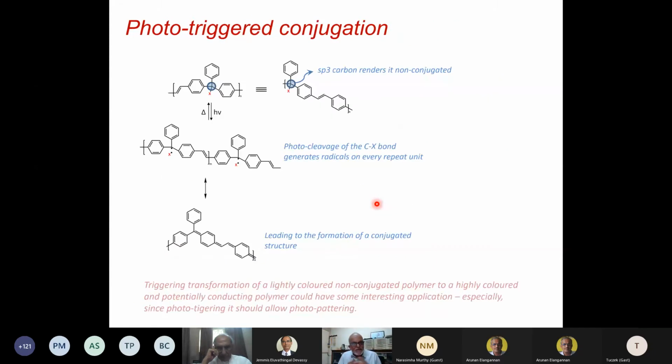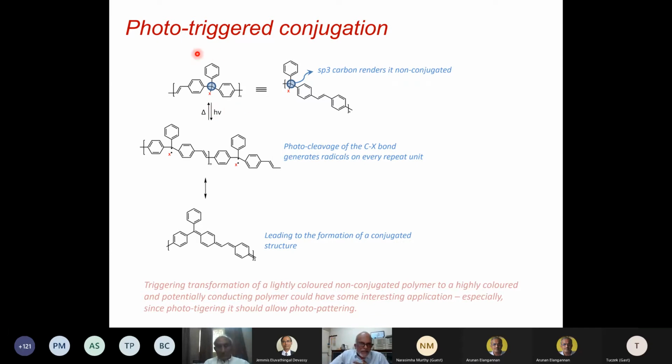Another experiment has the same sort of unit, trityl unit. And you will see here, the idea is to photo trigger conjugation. So what exactly do I mean by this? So here is a trityl unit, triphenyl methane unit, and it has a halogen atom connected to it. And halogen atoms are known to homolytically cleave on shining light, especially when you have a very stable radical like a trityl radical that is formed.